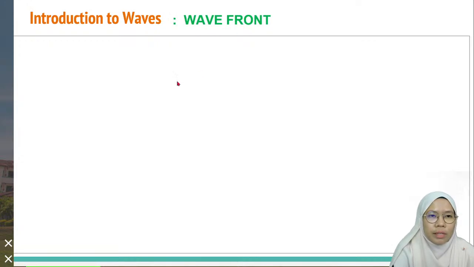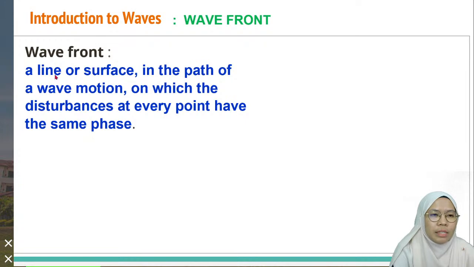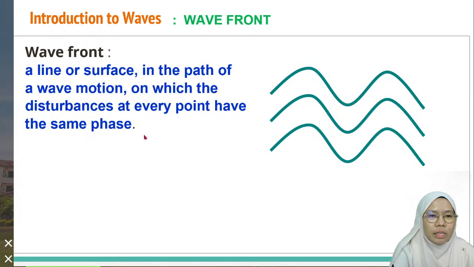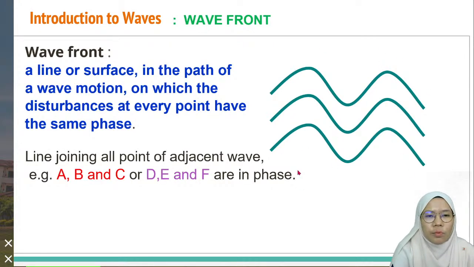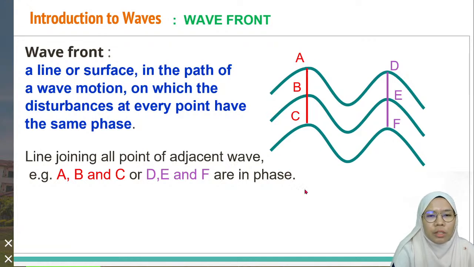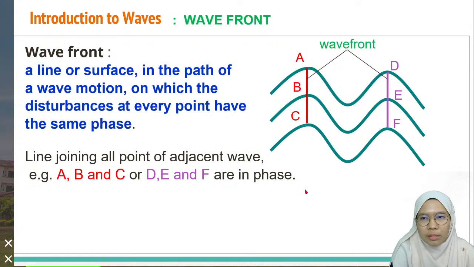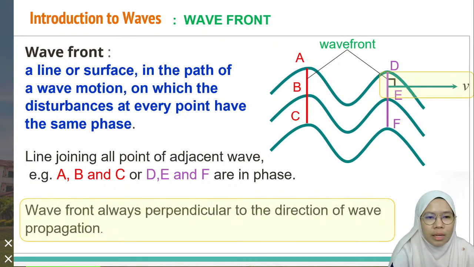The next term is wavefront. Wavefront is a line or surface in the path of a wave motion on which the disturbance at every point has the same phase. So consider we have a wave over here on the right-hand side. If we label all the crests A, B, C, D, E, F, the line joining all the points of the adjacent wave is called the wavefront. If we translate to Malay, if I'm not mistaken, it's muka gelombang. The wavefront is always perpendicular to the direction of propagation. So you can see the 90 degrees here, right? And the same, this is the wavelength, the distance between two consecutive wavefronts.